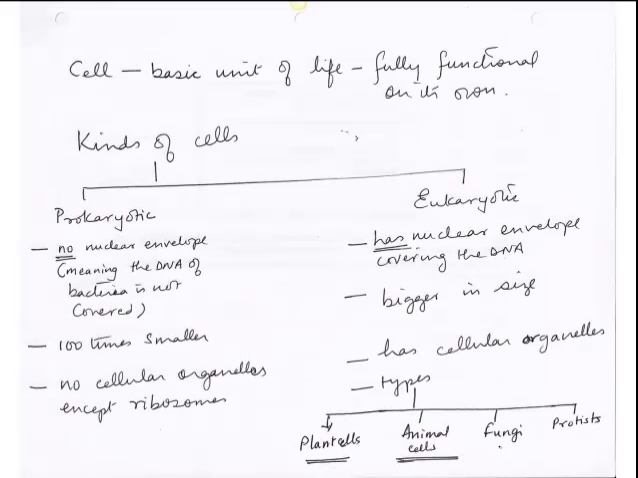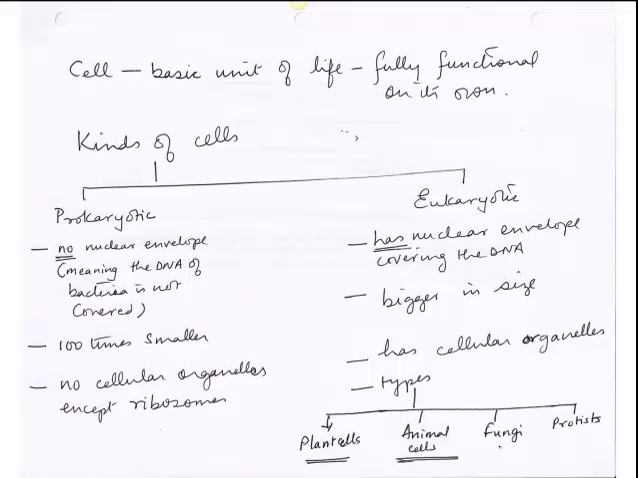Now, the kinds of cells that exist are prokaryotic and eukaryotic. I have already gone over this twice, during the first lab and first lecture, and during microscopy I had mentioned this. So you have prokaryotic cells and eukaryotic cells. The difference between the two: prokaryotic means there is no nuclear envelope, meaning the DNA of the bacteria is not covered, whereas in eukaryotic there is a nuclear envelope covering the DNA.